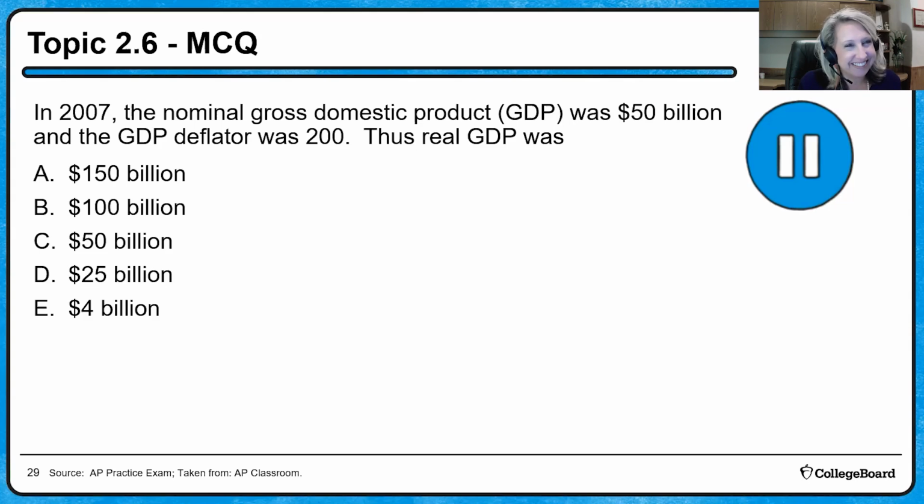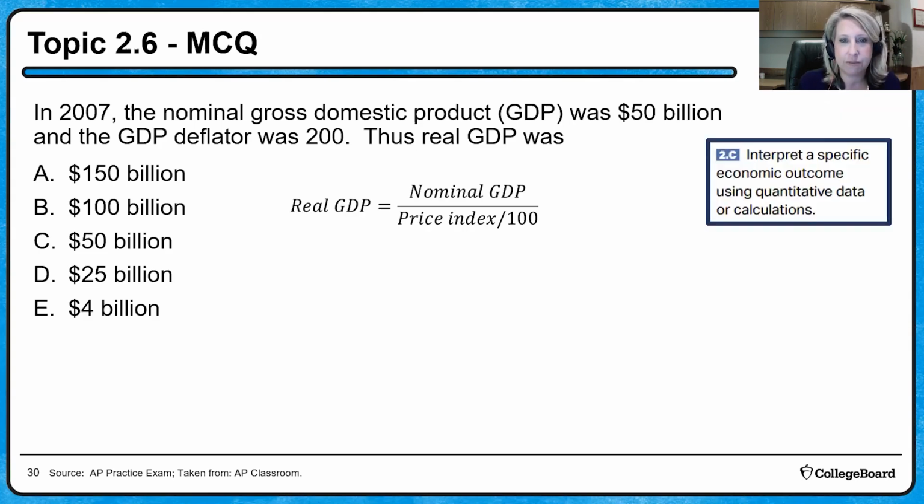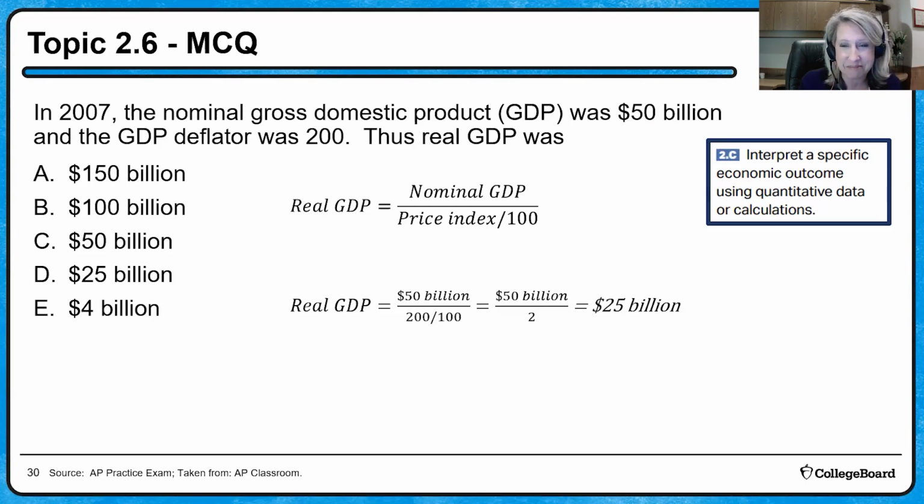Okay, same formula. Let's bring it back up. Real GDP equals nominal divided by the price index divided by 100. Plug in our values. We're doing 50 billion divided by 200 divided by 100. That's 50 billion divided by 2. It's that hard AP macro math. That comes up to $25 billion.